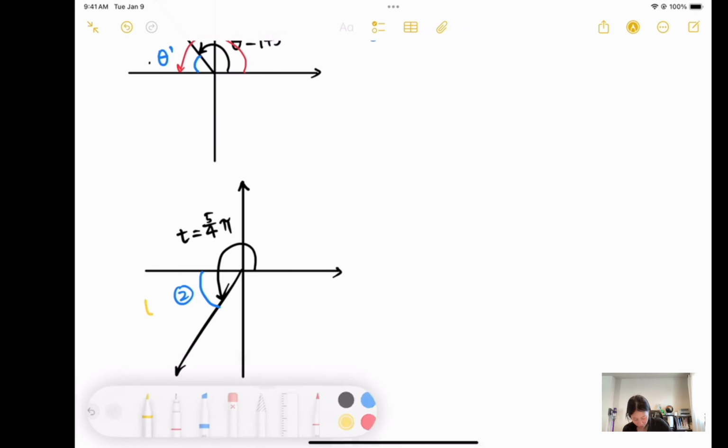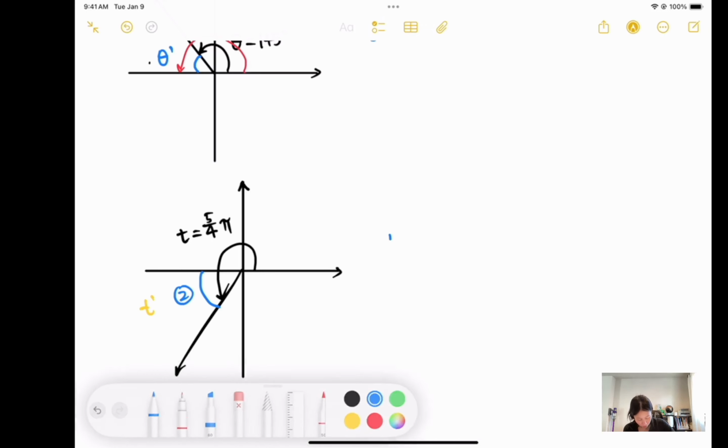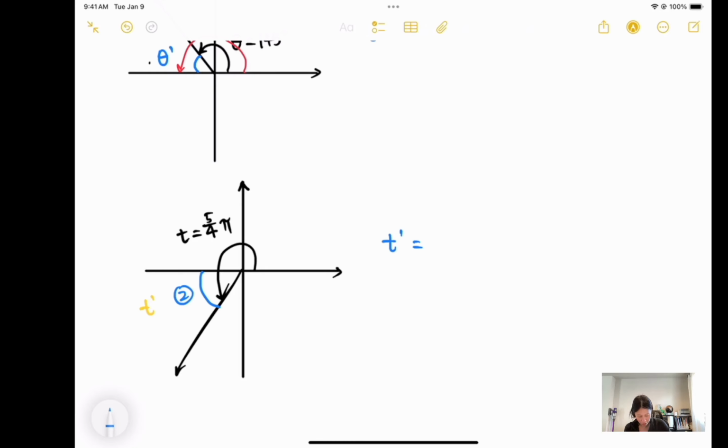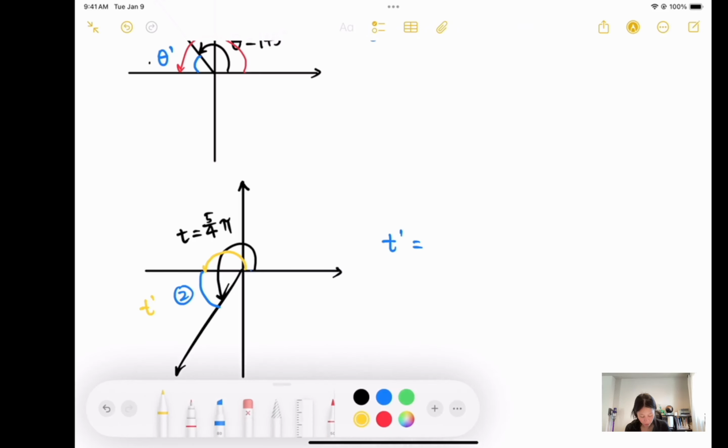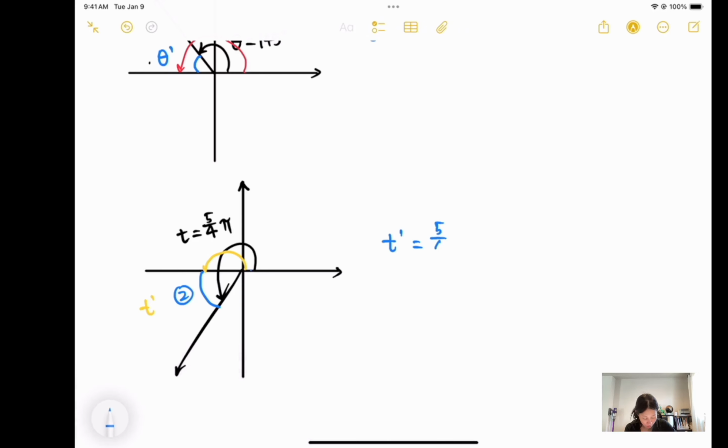So now how do we find this angle? Let's use a blue one. t prime should equal, look, in t, you can look at this part. It was formed by two parts, the yellow part plus the blue part, right? So that means t prime is equal to 5/4 pi, and then subtract 180 degrees, which is pi. So our t prime is equal to 1/4 pi. So that's the reference angle of t.